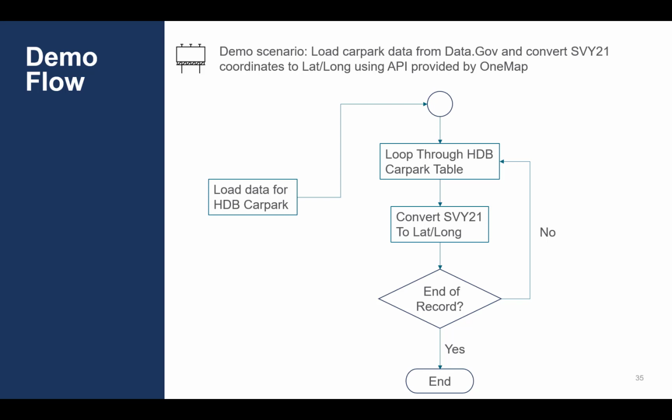We will read the HDB car park records one by one and then dynamically assign the values into variables before we call the API to convert these values into lat long. We will repeat this process until the end of record for the HDB car park data.